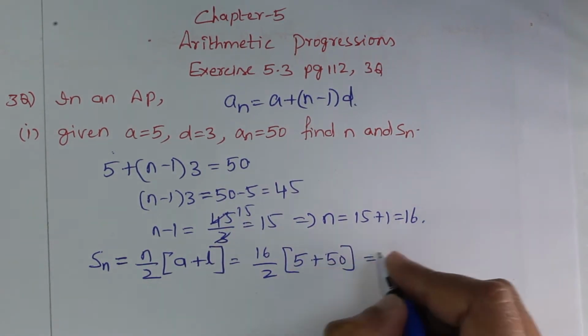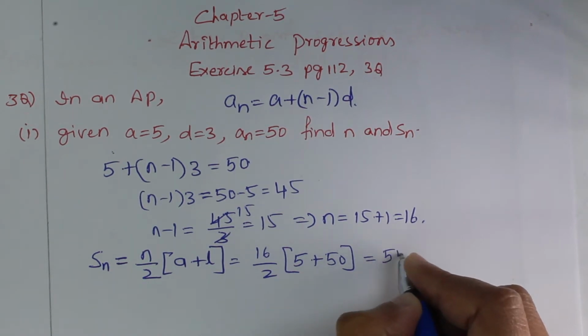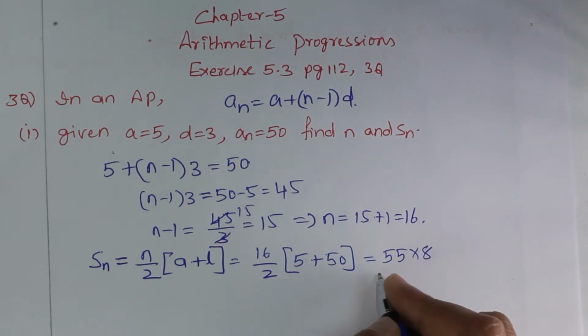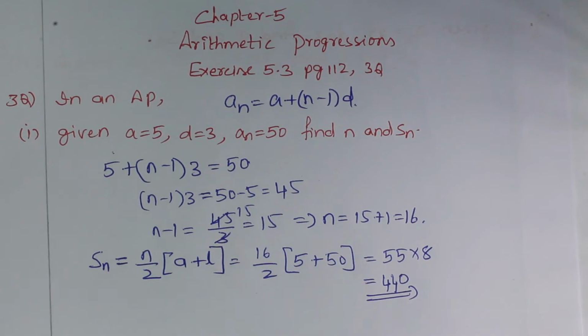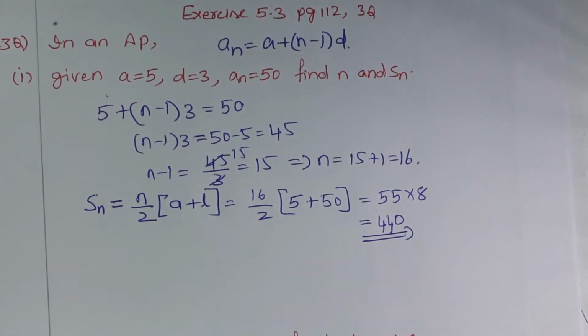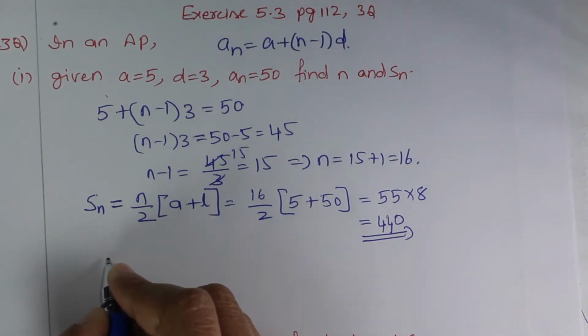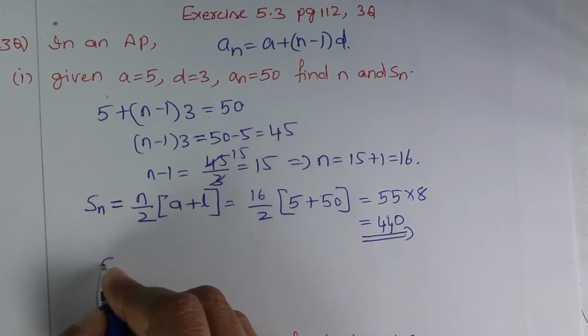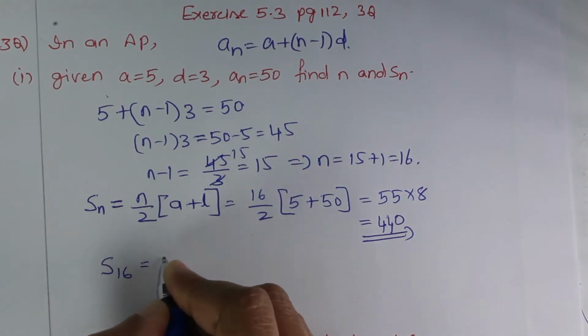That is equal to 55 × 8. That is equal to, 8 5s are 40, 8 5s are 40, 440. So the sum of the first 16 terms in this AP, S16, is equal to 440.